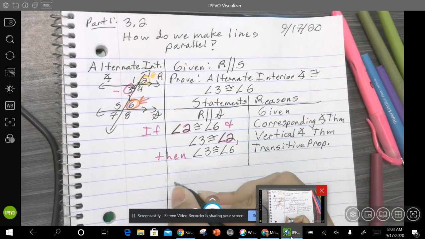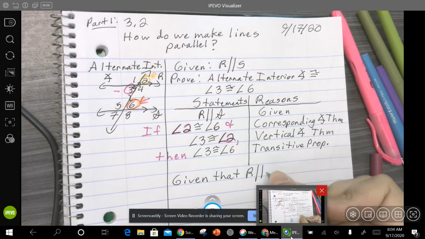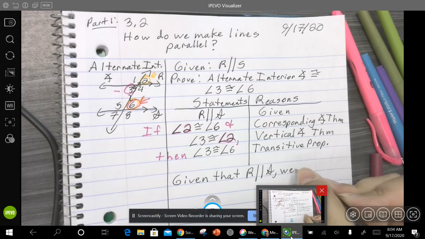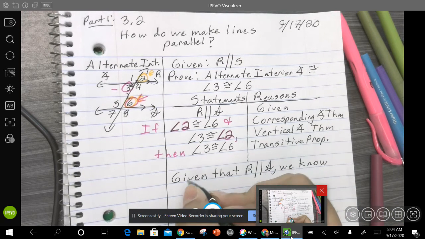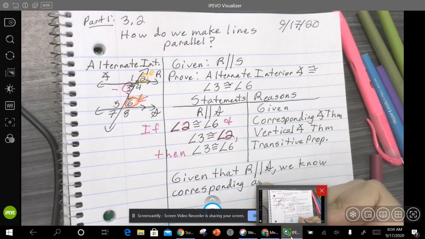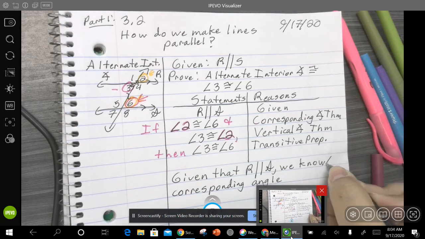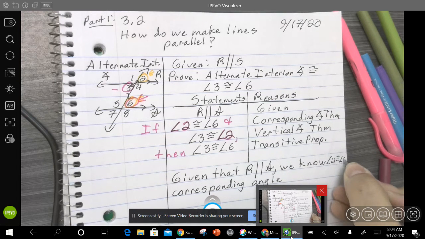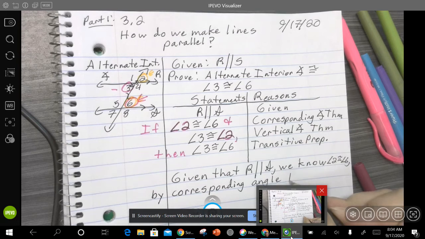Okay, so we can rewrite it in a sentence. So this is how to rewrite it into a paragraph. Given that R is congruent to S, we know the corresponding angles. We know that angle 2 is congruent to angle 6 by the corresponding angle theorem.